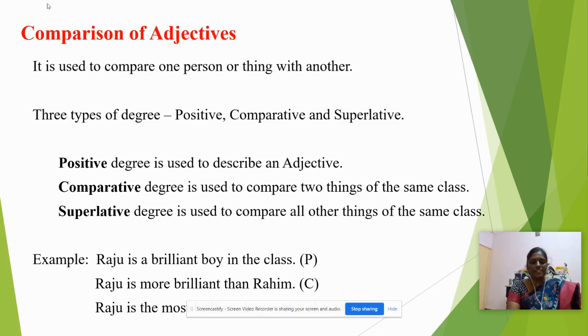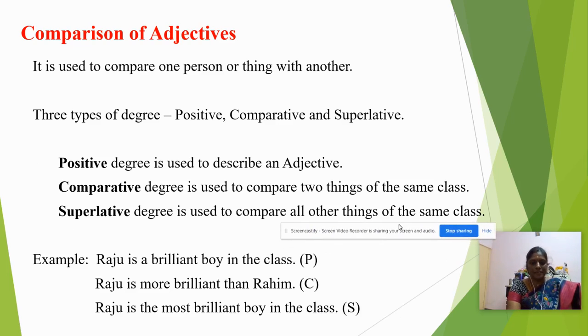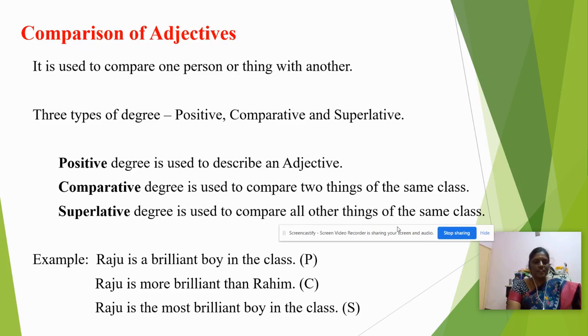Next, comparative means we are comparing 2 things or 2 persons of the same class. See here, Raju is more brilliant than Rahim. Raju and Rahim are studying in the same class. We are comparing those students. See the sentence structure: more brilliant. The adjective brilliant is used the same. In positive, comparative, or superlative, we are using the same adjective. Before and after it we are adding some words. That's the difference between positive, comparative, and superlative.